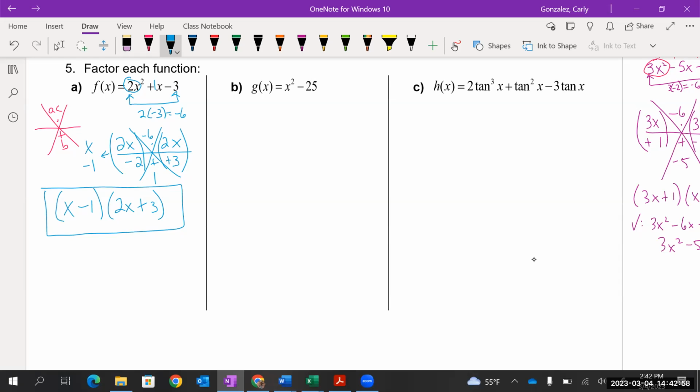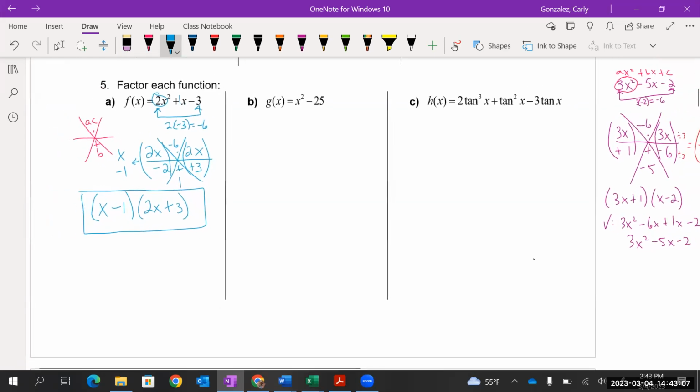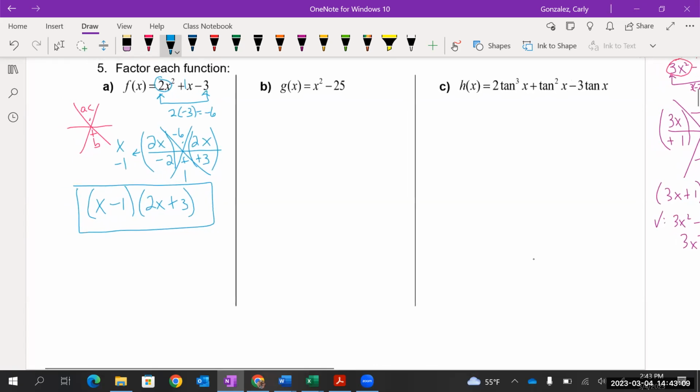Now, the check on these is optional. If you use the star method, the check is optional, not a bad idea, but not required. If you use the guess and check method, the checking is part of the process.